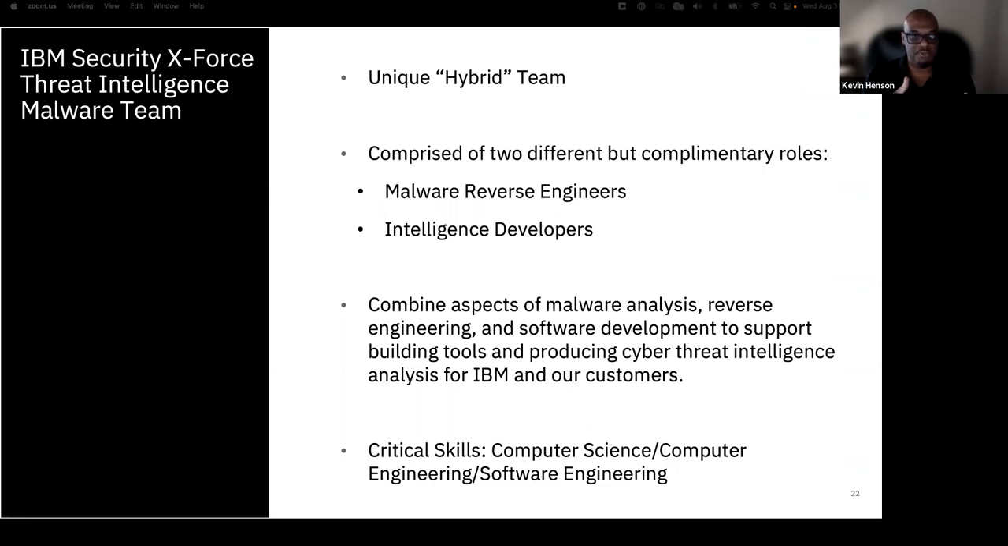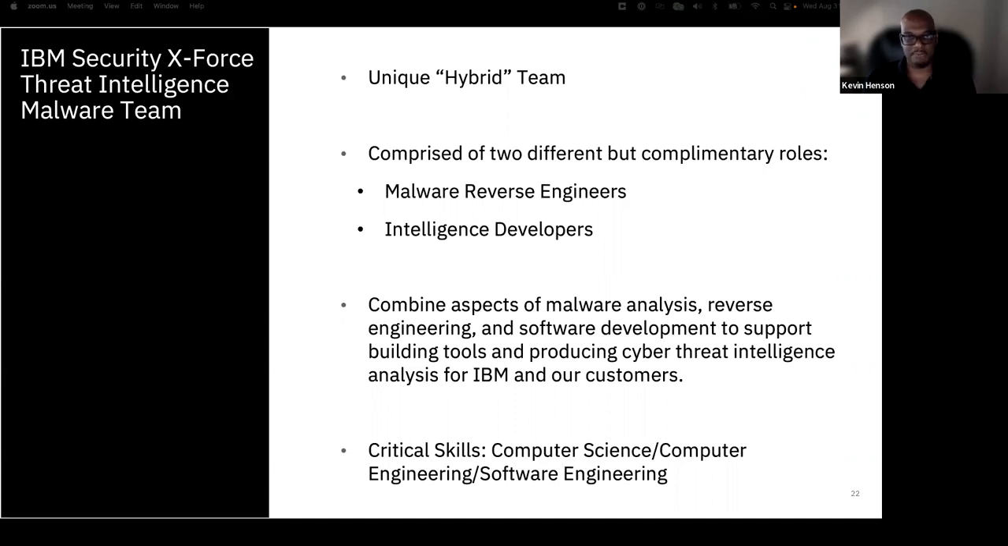We communicate to the developers the type of tools that we need to help us automate the analysis of the malware. Some of the critical skills that we use on our team are computer science, computer engineering, and software engineering. The developers are very helpful because their know-how in software development helps translate our requirements to analyze the malware into something that's scalable. There's thousands of malware samples out there to look at, and as a human, you can't possibly look at all those malware samples one at a time. So a big thing on our team is to automate as much as we can. We want to work smarter, not harder.